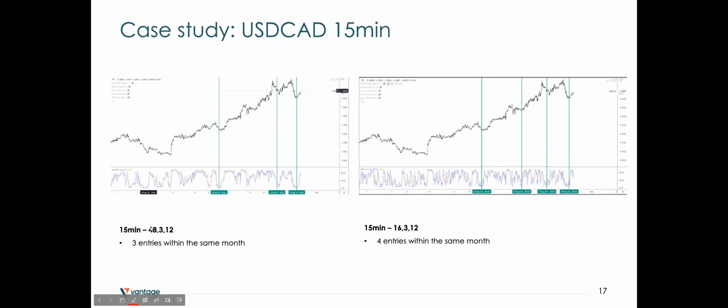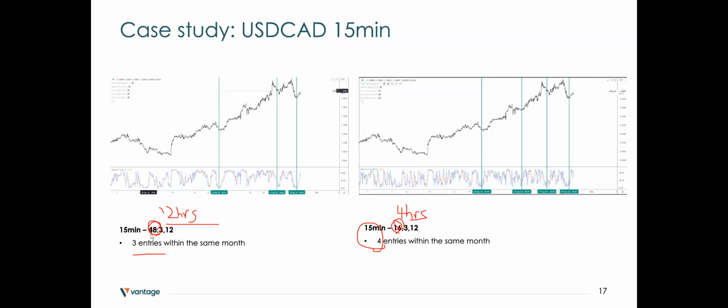Same thing. If you're using 48, 3, 12 on a 15 minutes versus a 16, 3, 12, again, this is very dynamic. The lookback period is very dynamic. A 48 lookback on a 15 minutes time frame is a 12 hours lookback, right? You get 3 entries, and then a 16 on a 15 minutes is a 4 hours lookback. A 12 hours lookback is half a day, 4 hours is half a session, and you basically get 1 additional entry just by readjusting your lookback period.